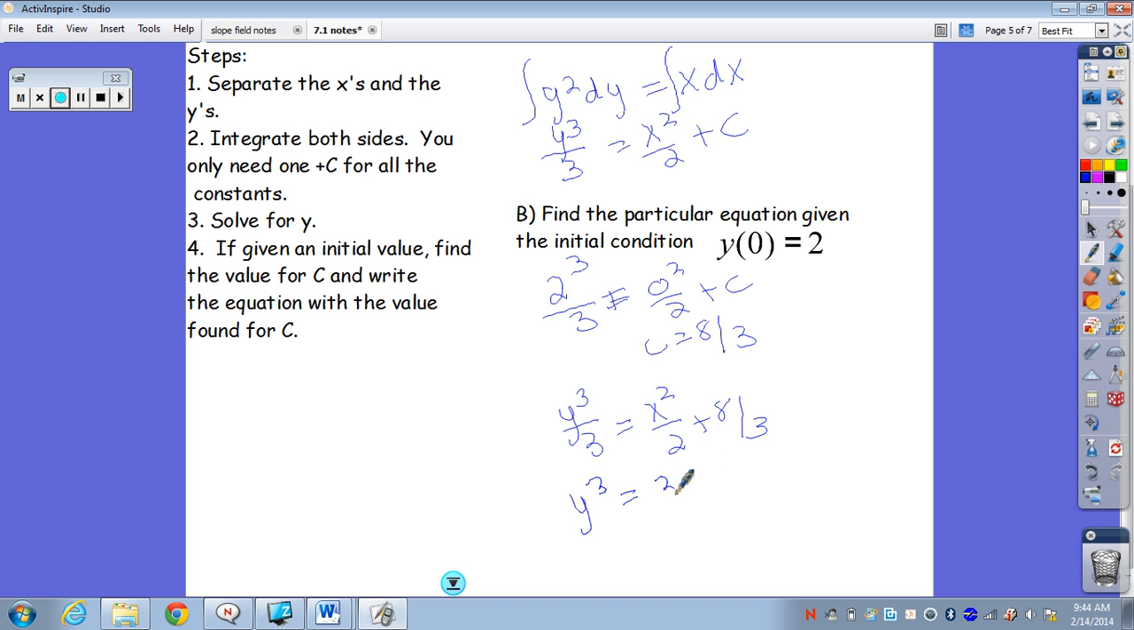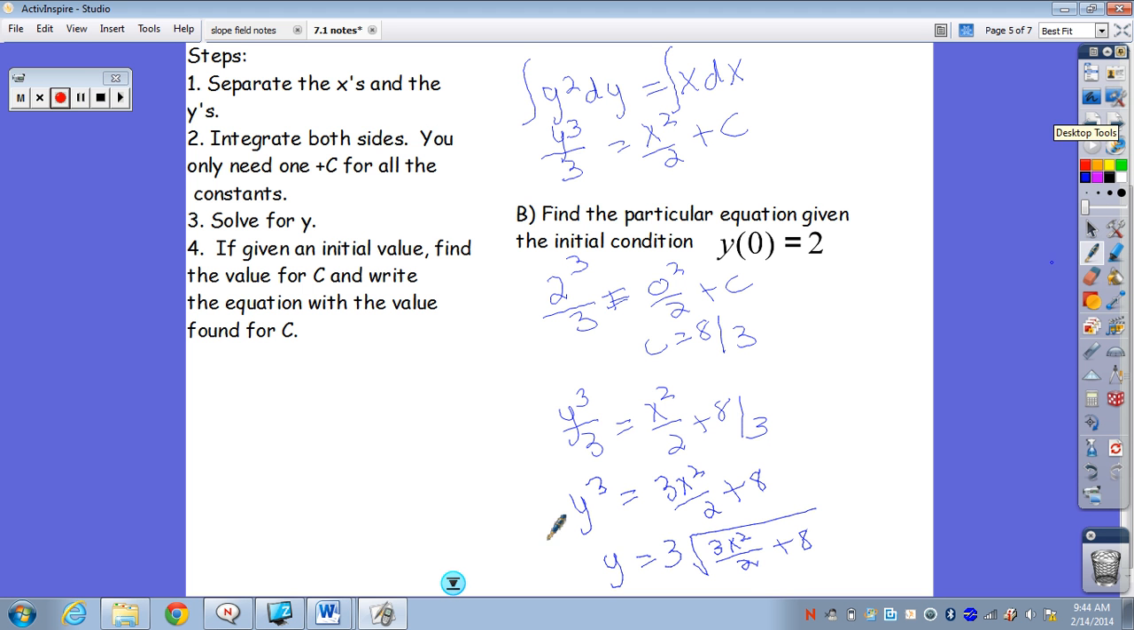So I get 3x squared over 2 plus 8 because I have to multiply both terms by 3. And then the last thing is I'm going to take the cube root. And because it's a cube root, an odd power, we don't need plus or minus. And then that is my answer.